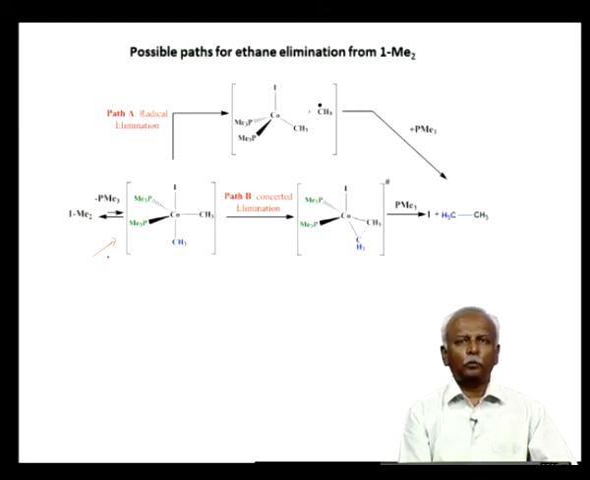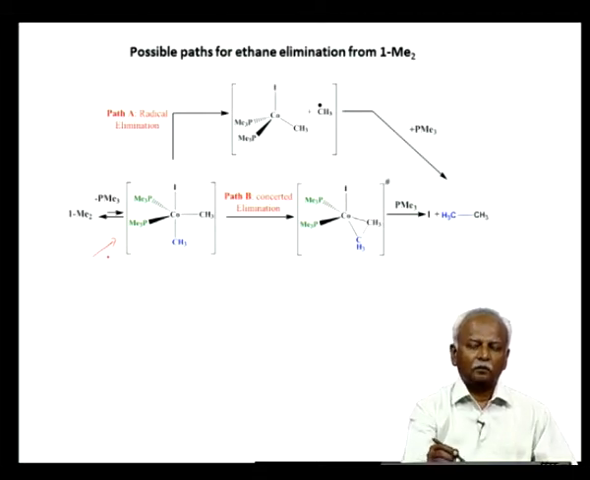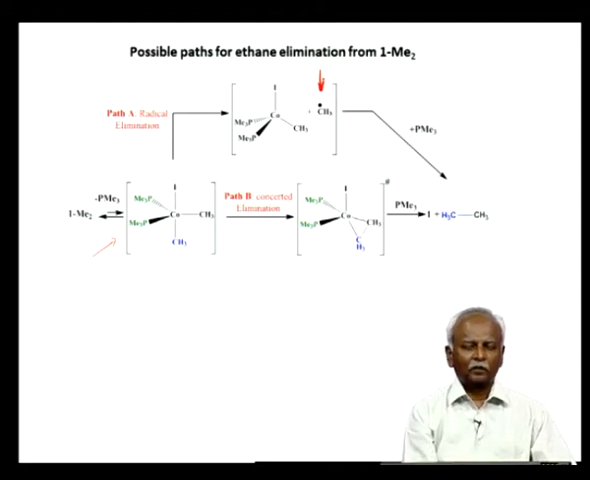Now, there are two possibilities which the authors considered. One is to dissociate a methyl group, generate a methyl radical. So, this is a methyl radical which is generated, and a cobalt 2 species, a formally cobalt 2 species is generated.